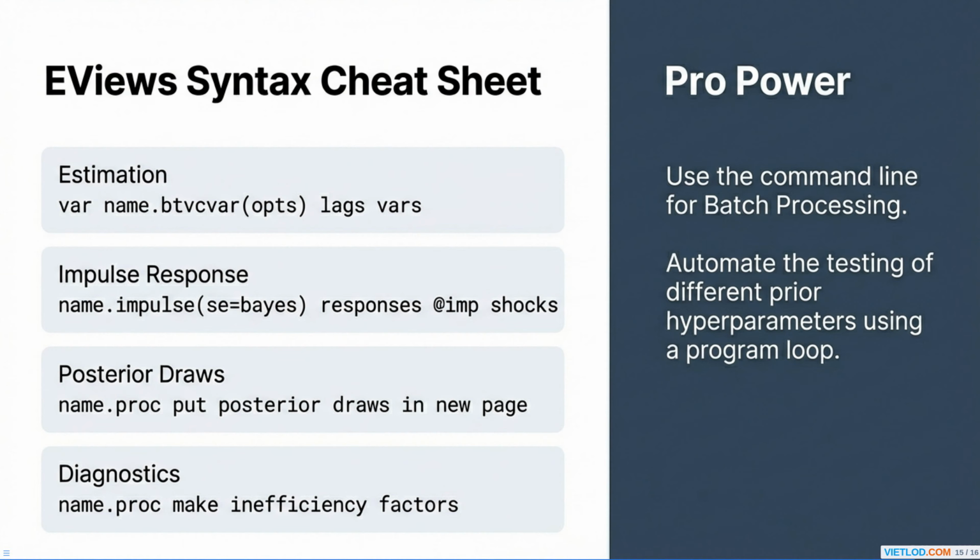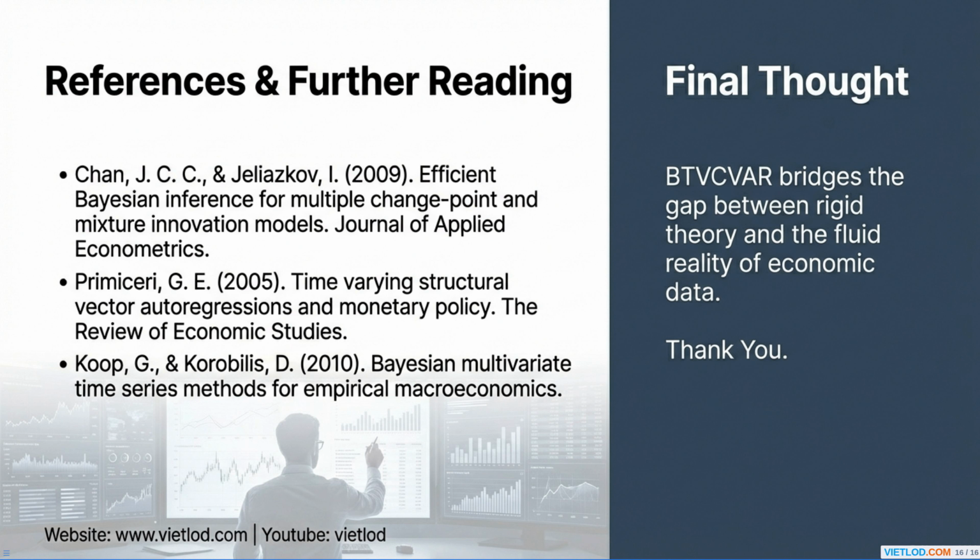Here is a quick reference for the main commands. For estimation, you use the varname.btvcvar command with your options, lags, and variables. To generate impulse responses, you use the name.impulse procedure on your estimated VAR object. If you need to analyze the simulation results in more detail, you can extract the posterior draws using the name.proc put posterior draws command. And finally, for the crucial diagnostic step, you use name.proc make inefficiency factors to check for convergence. Using these commands from the command line is especially powerful for batch processing, allowing you to automate the testing of different models and prior specifications in a loop.